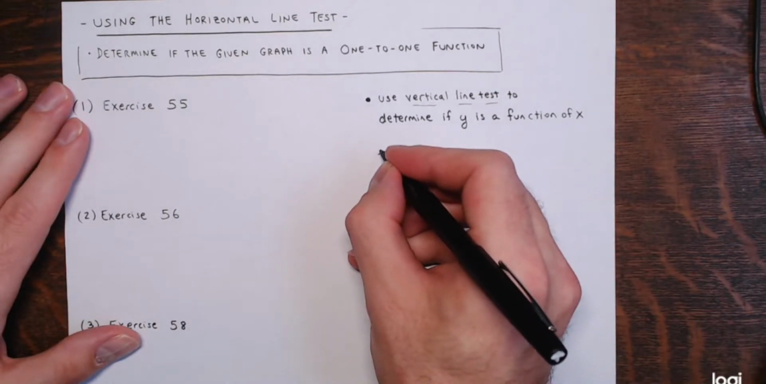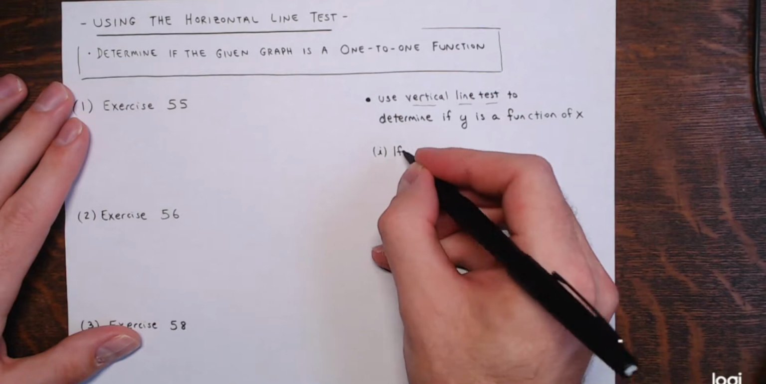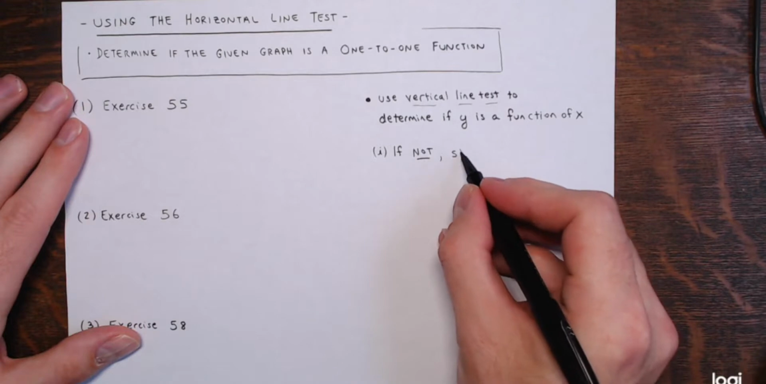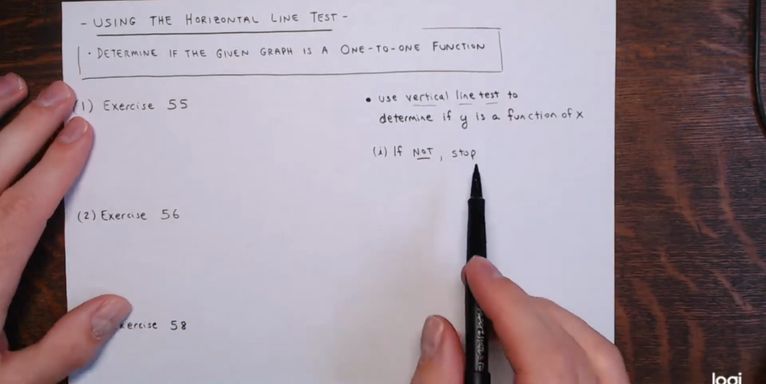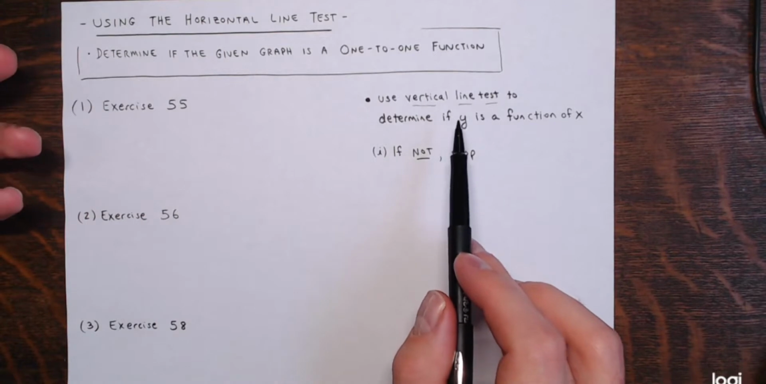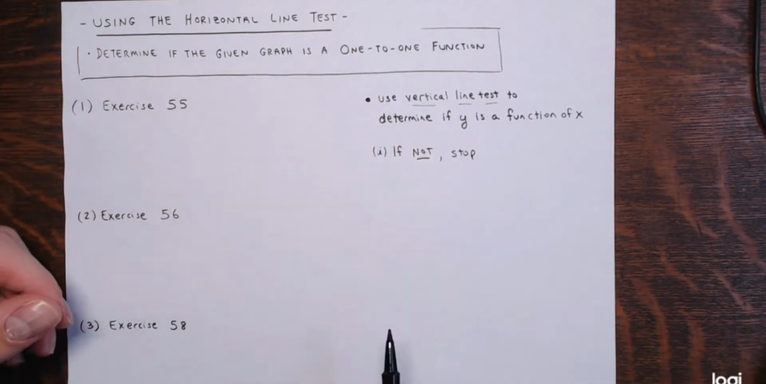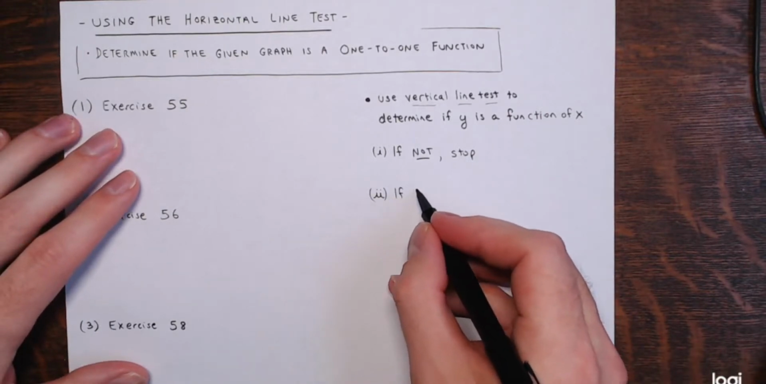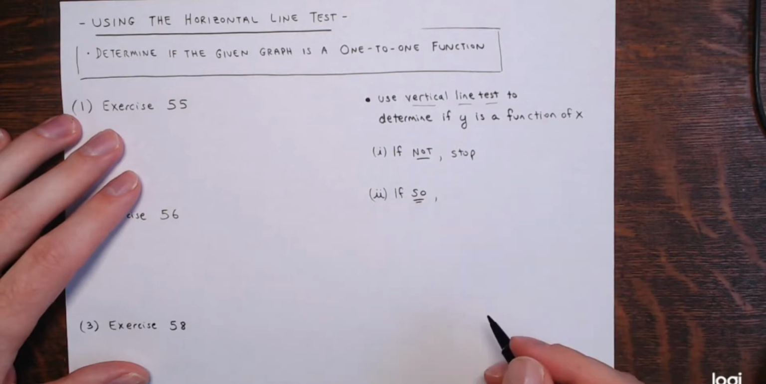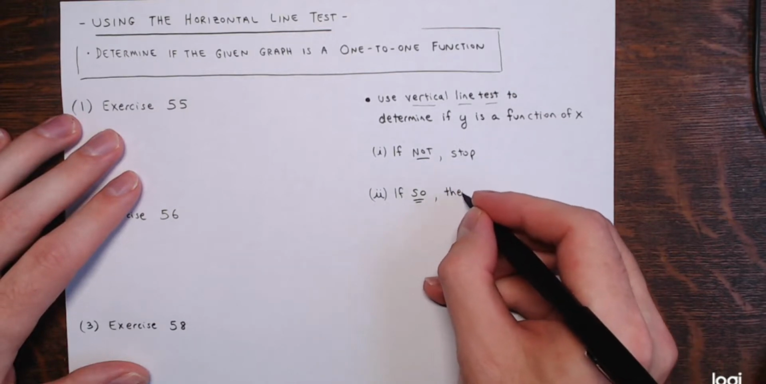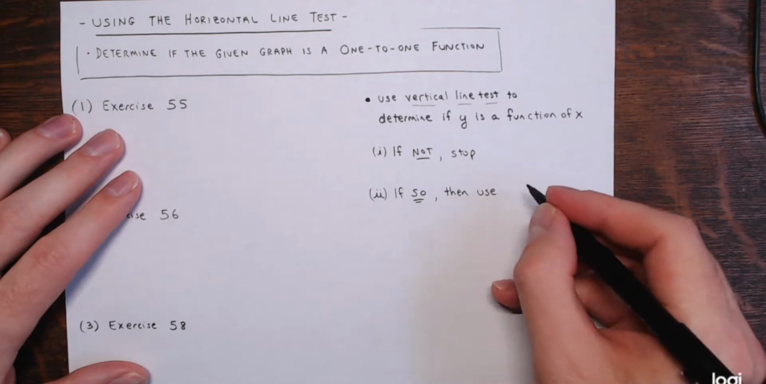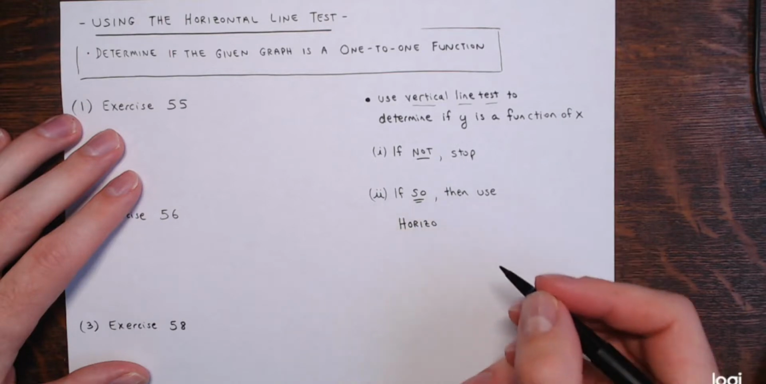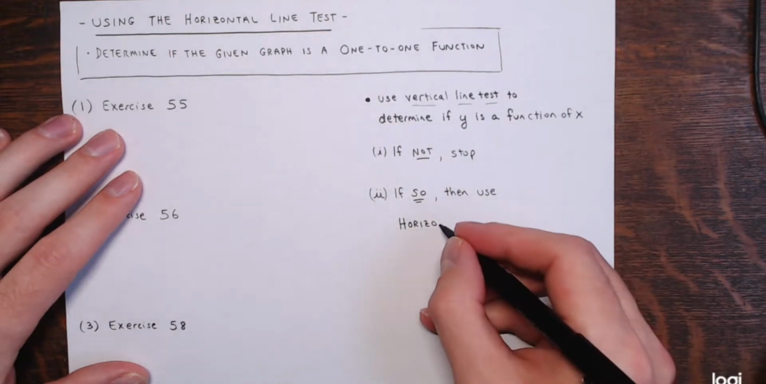So first I would use the vertical line test to determine if y is a function of x. If not, you can stop, because if the graph isn't even a function, it definitely can't be a one-to-one function. Right? Now, if it is, if yes, then we'll use the horizontal line test to determine if the function is one-to-one or not.